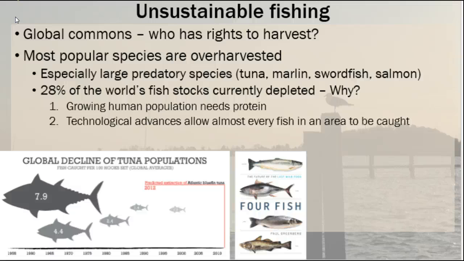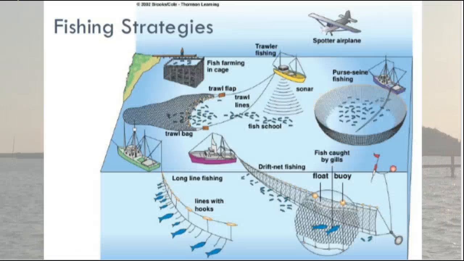So right now we have at least 28% of the world's fish stocks currently being depleted for a couple reasons. We need more protein to feed our growing population, and we've gotten to the point where we can catch almost every fish in a certain area using advanced fishing strategies.